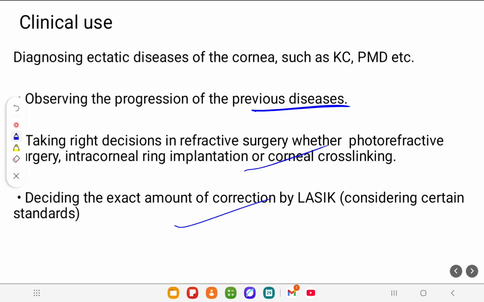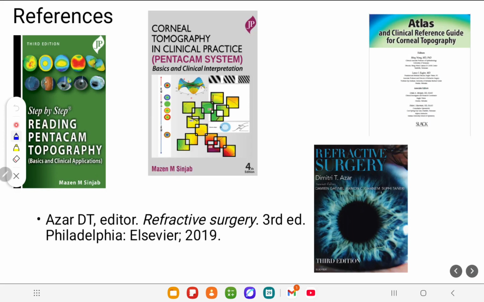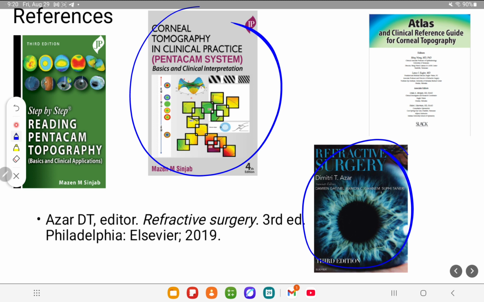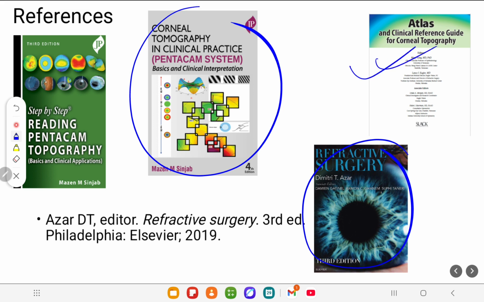Okay, I think that's all I want to say. I will definitely make more and more videos on this. Today I have taken a lot of pictures from Professor Sinjab's book, and this is a good book, and this is again a good book. So I think these are great references for you guys. Okay, thank you.